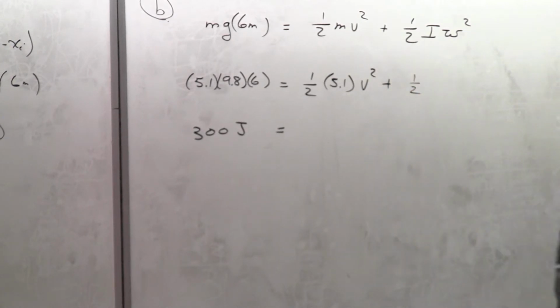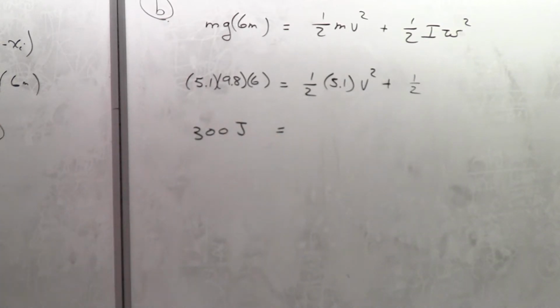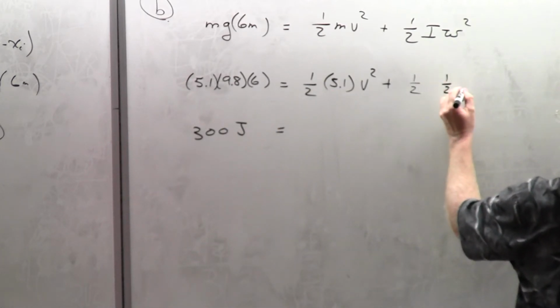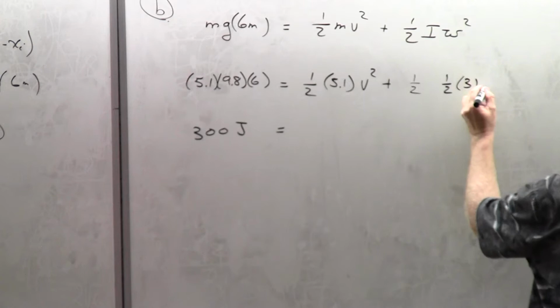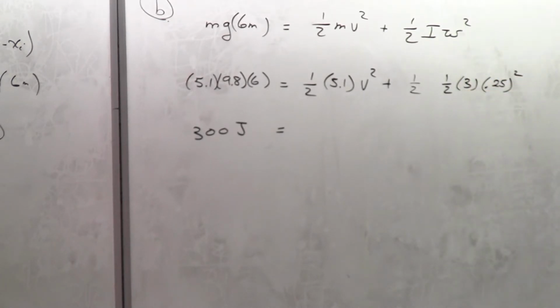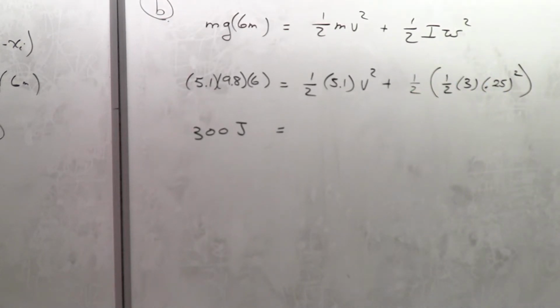This would be 1/2, ooh, what's I? Yeah, we already dealt with that, but I don't want you to forget it. That's what this whole idea here is. This would be the rotational inertia of the reel. And so this is going to be a 1/2 times a 3 times a 0.25 squared. So that is the rotational inertia of the reel.